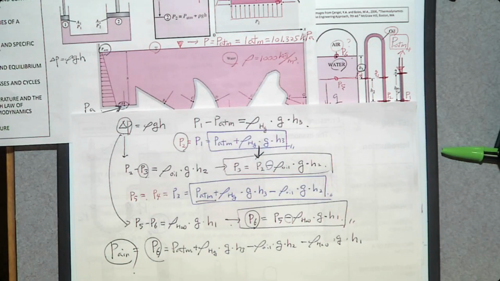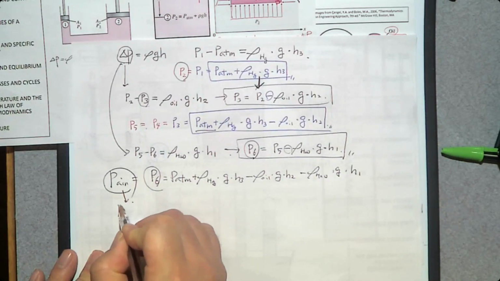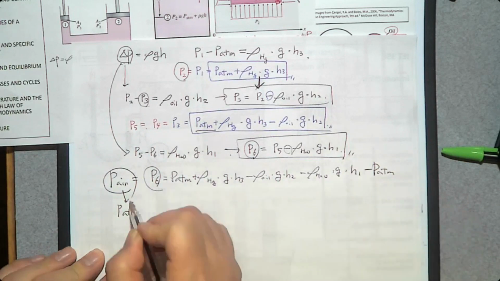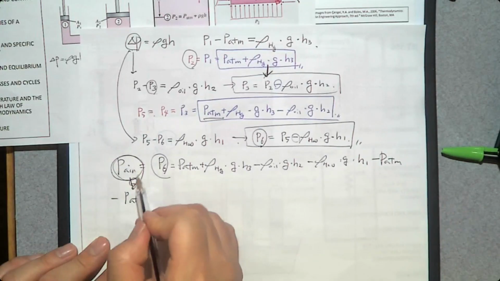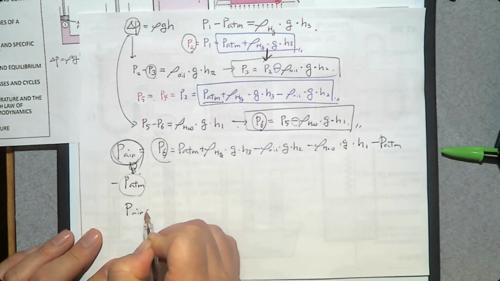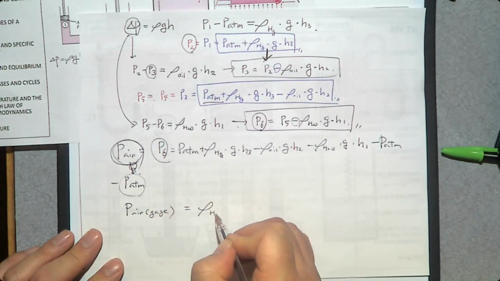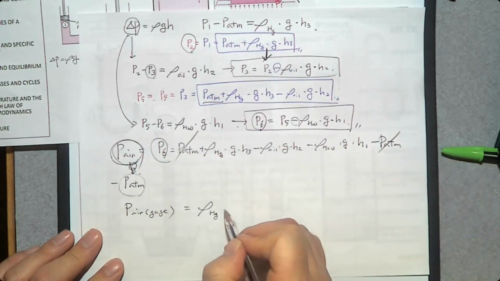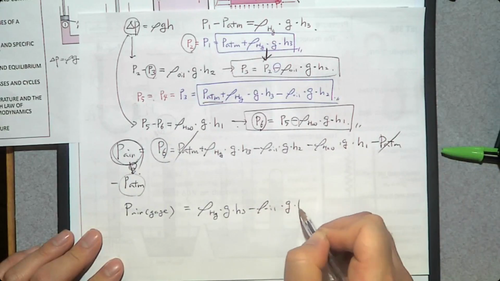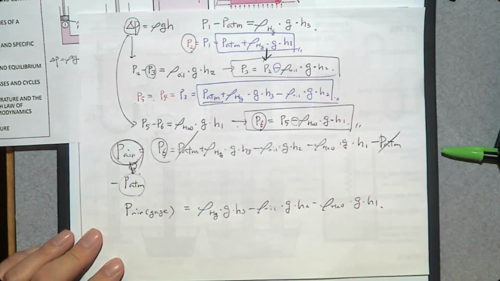So let's get rid of this atmospheric pressure. How can we do that? We subtract P_atm from each side. So what is P_air minus P_atm? P_air, which is gauge pressure, is density of mercury times gravity times H3, minus density of oil, gravity, H2, minus density of water, gravity, H1.